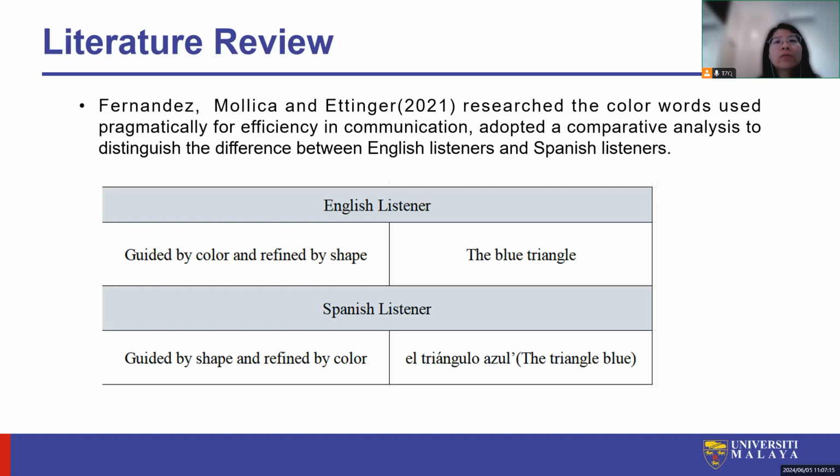It means when both of them listened to the phrase "the blue triangle," the English listener was guided by color and refined by shape, which contrasts with the Spanish listener, guided by shape and refined by color. Because in Spanish, the color word is put behind the shape word. And we can see in this chart, the Spanish phrase translated into English is "the triangle blue." This is different from the English listener's "the blue triangle."